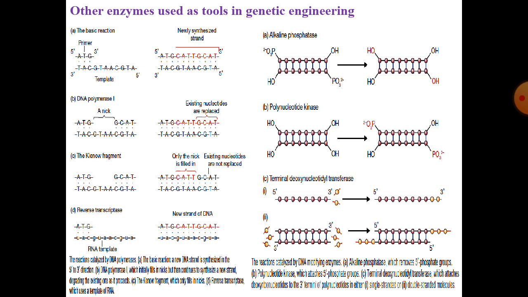There is also another type of polymerase, that is reverse transcriptase. You must be knowing this, and it's very popular nowadays. Reverse transcriptase is an enzyme that uses RNA as template to synthesize DNA. It is not found in humans. It is mostly seen in RNA viruses, such as HIV.